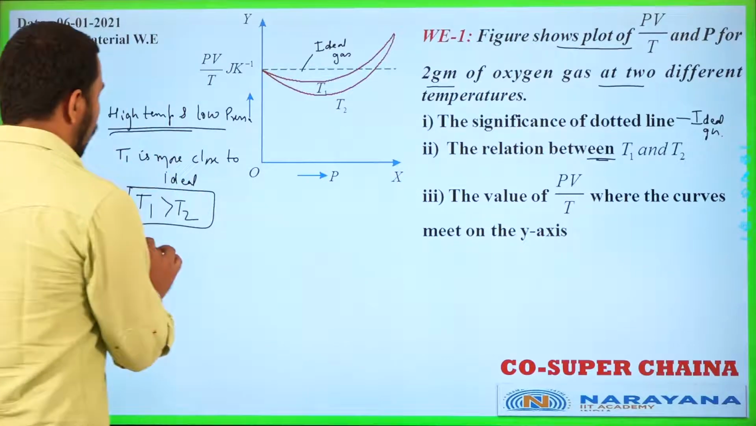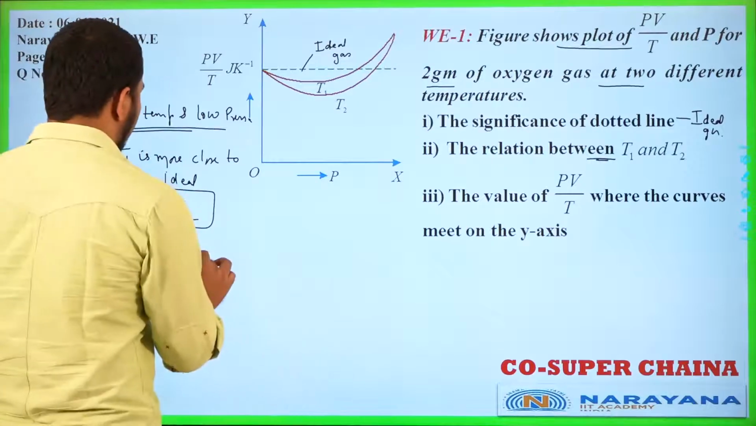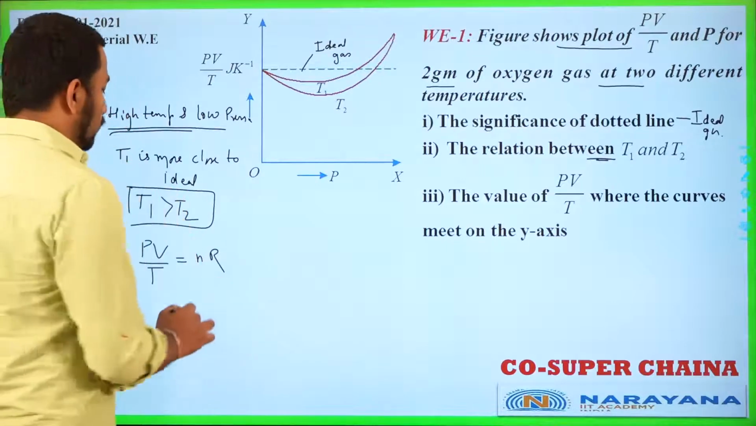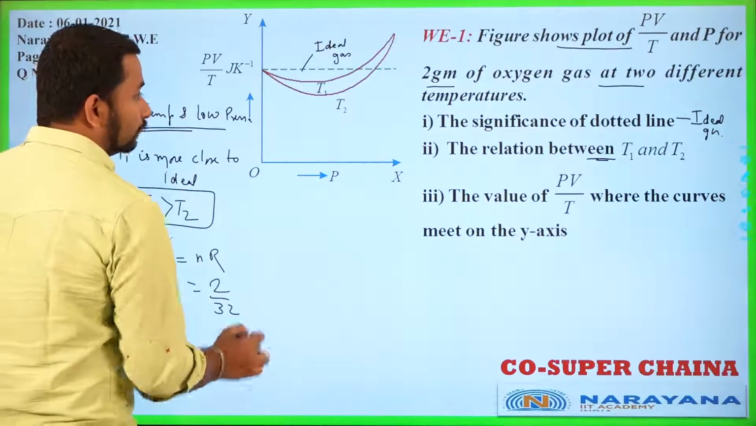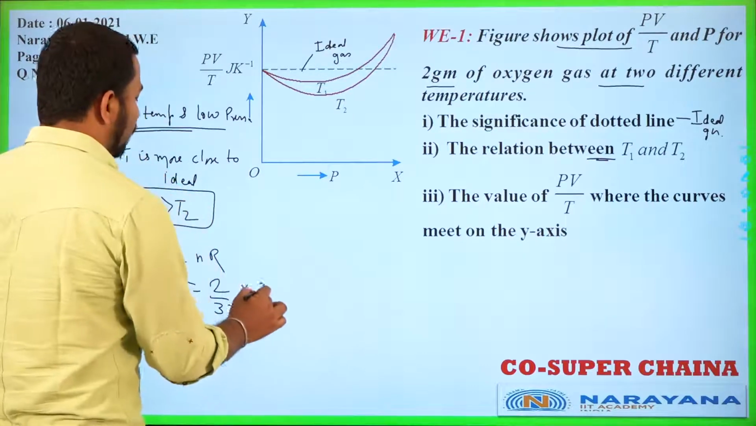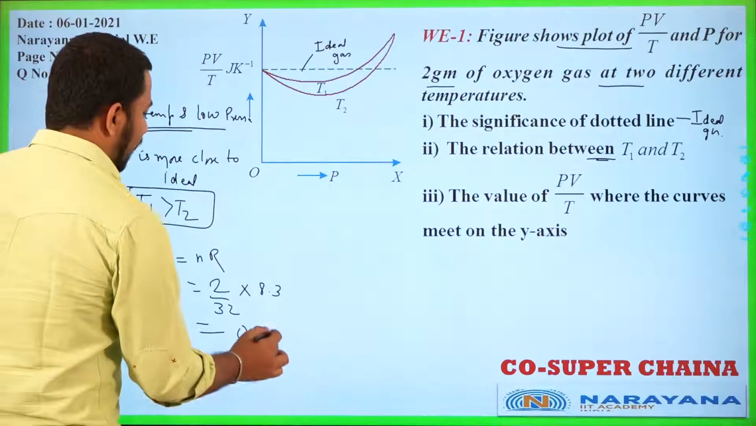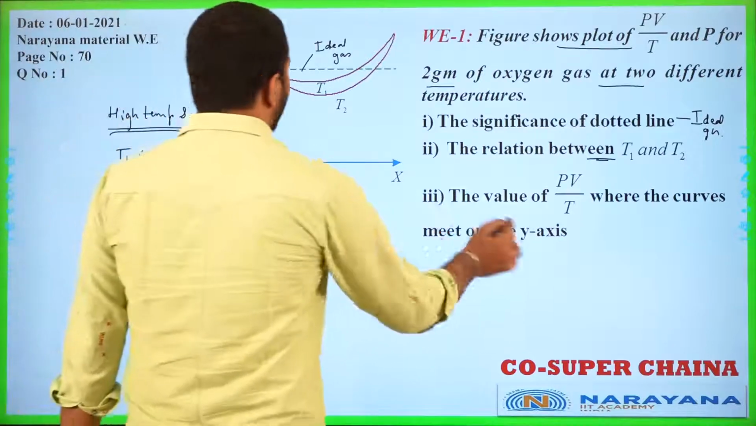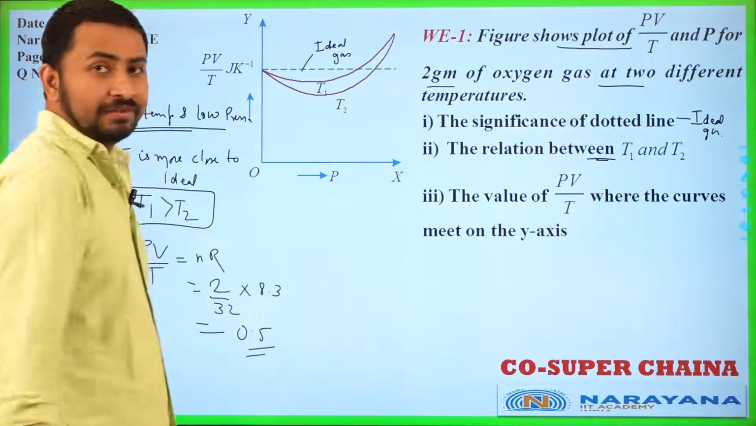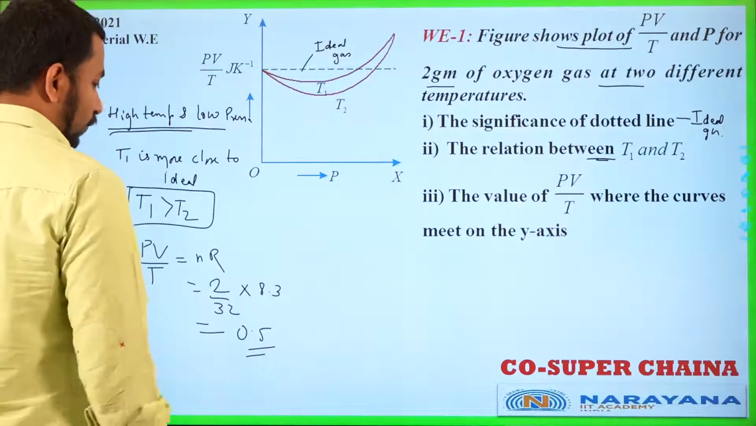Now the value of PV by T will give you nR. If you substitute the value, n is 2 grams, so 2 by 32 into R value, then you will get the answer as 0.5, and that will be the answer of this question. So it will meet the curve at this value, 0.5. Okay, so let's move to the next question now.